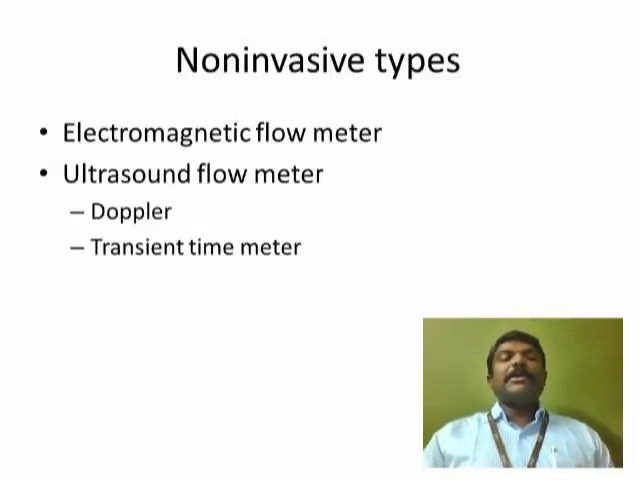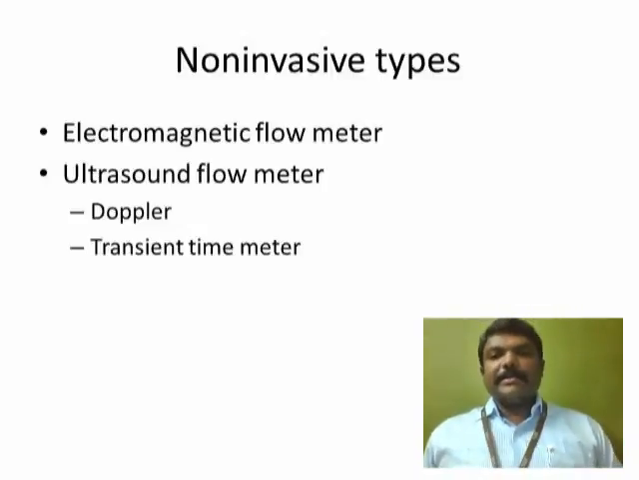But the problem is, we need access to the artery where the blood is flowing. So it is not a completely non-invasive method, and mostly this electromagnetic flow meter is suitable during some surgical procedures, and it directly gives you the exact flow measurement.